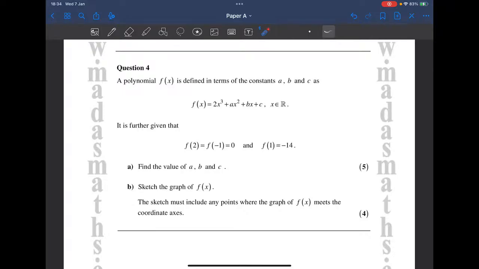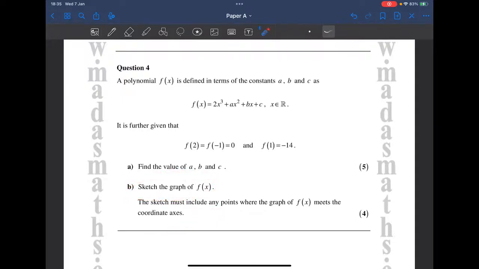A polynomial, f of x, is defined with the constants a, b, and c. So 2x cubed plus ax squared plus bx plus c. And then we get some facts about it. So f of 2 and f of minus 1 are 0, and f of 1 is minus 14. We want to find a, b, and c, and then eventually sketch it and mark on where it crosses any axes.